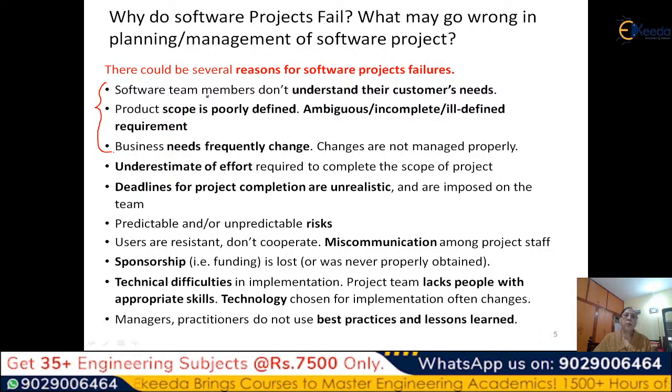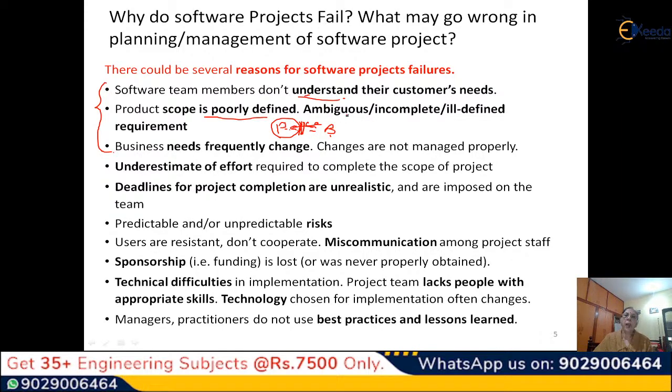So as you can see, software team members don't understand their customers' needs because they are technical team members and they are business people. So there is a difficulty in understanding. The scope is poorly defined. That means there is no clear boundary of the scope. So sometimes something which is outside also becomes part of the scope. So there is something hazy here. We don't know whether this is part of the project or it is part of the business.